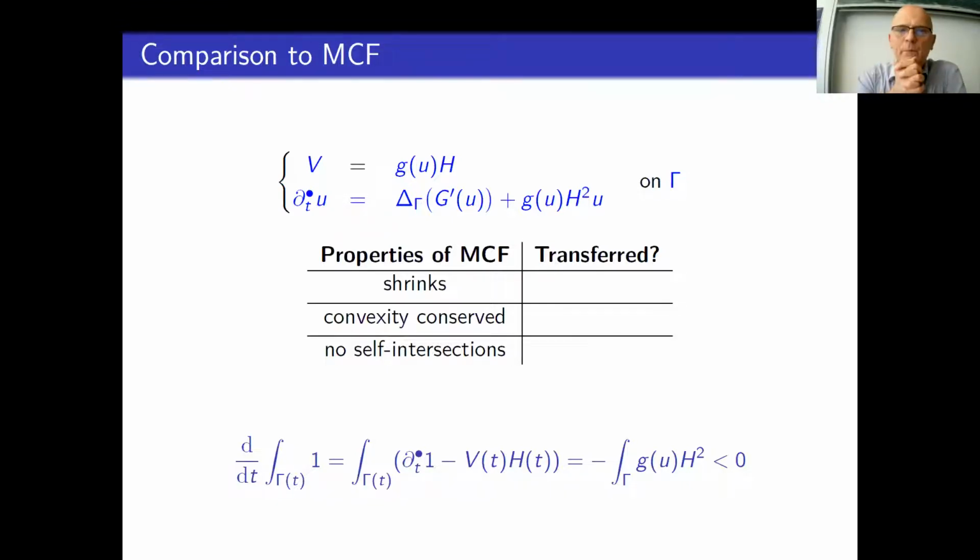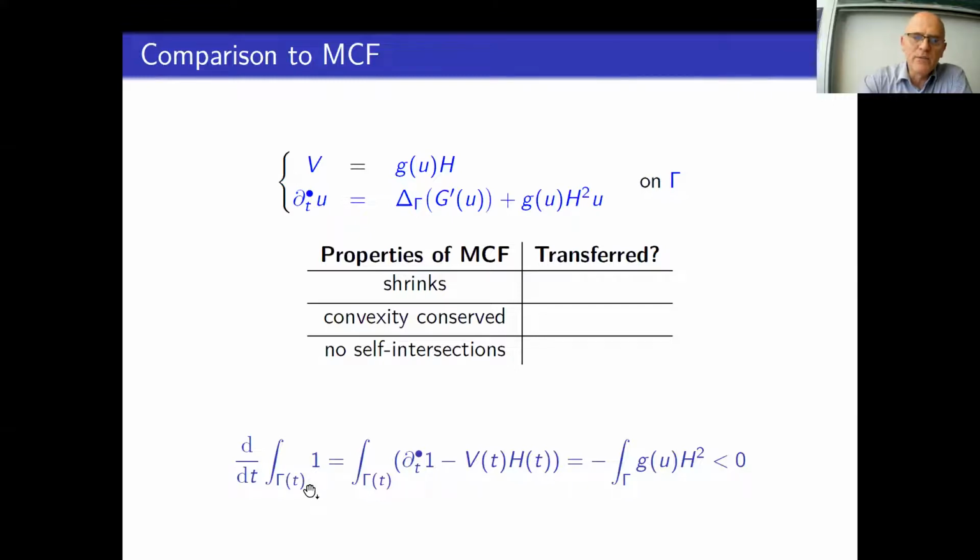Now let me come to the qualitative properties, and here I always compare to mean curvature flow. Due to time reasons, I will just show you what we can show without presenting precise theorems, but everything can be proved. Of course, here again are the properties which we know from mean curvature flow: convexity is conserved, and there are no self-intersections. So the question now is, is this transferred to this new evolution law?